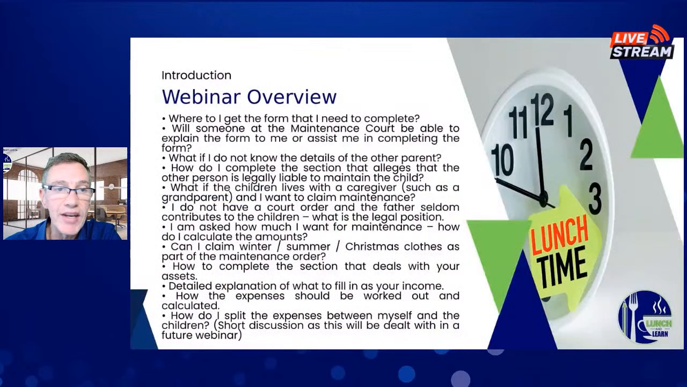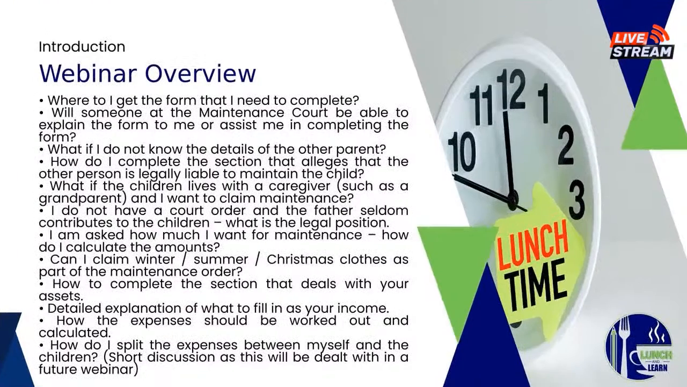Right, so let's just jump right into it. Let's see what we are going to discuss today. Today, we are discussing how to complete the J101 maintenance application form. So we will be discussing things like, where do you get the form? Will somebody at court be able to help you to explain the form and assist you in completing it? We will also be addressing what would happen if you don't know the details of the other parent, or what to fill in for certain portions. We'll go through the application form step by step, how to fill it in and how to complete it.